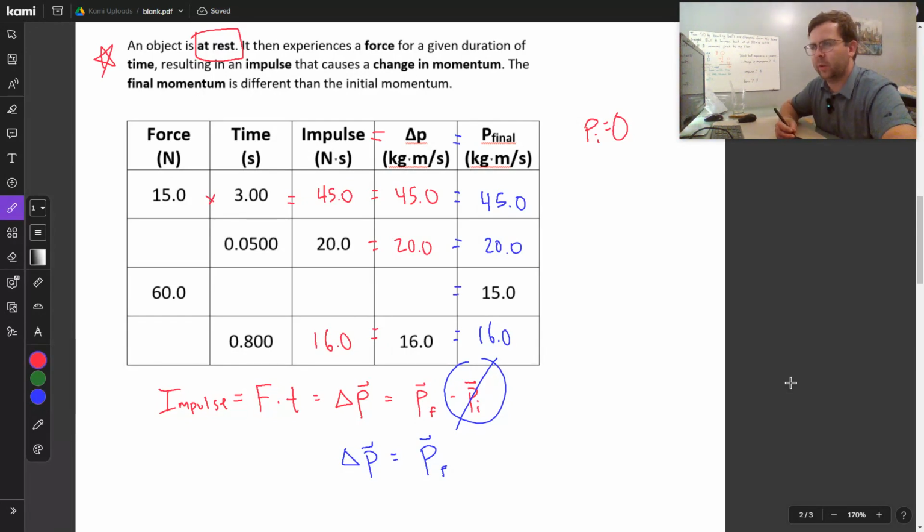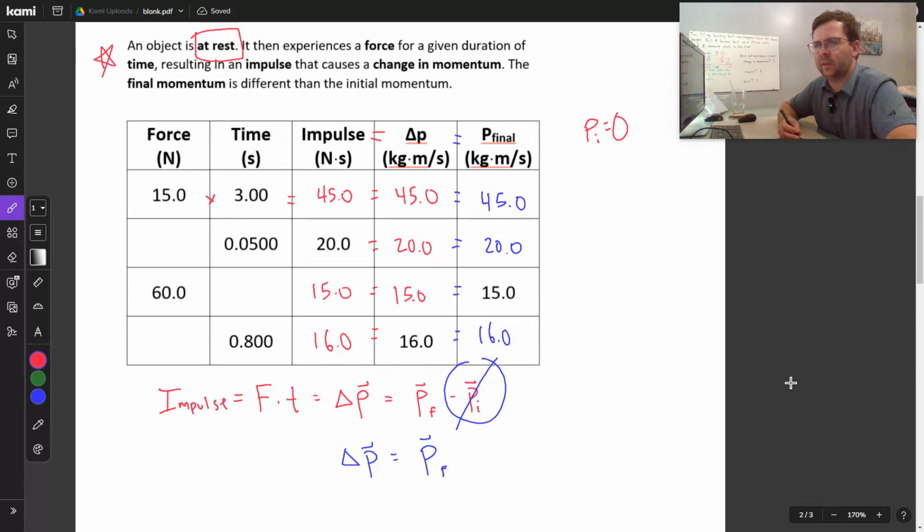So I can start filling in, doing a little puzzle work here. I kind of like this because it's like a little puzzle. Once you figure out the key, you can kind of work backwards and do a lot of these. So now I have more than half the table filled out. Now we got to do a little bit of the opposite working through. Before, we could multiply force times time to get impulse, but now we're missing one of the force or the times. And so we're going to have to do some division.